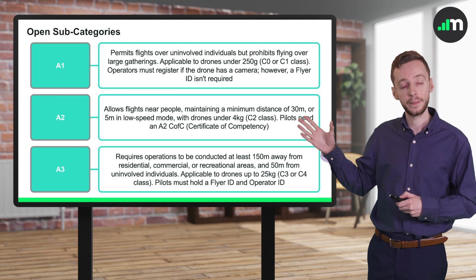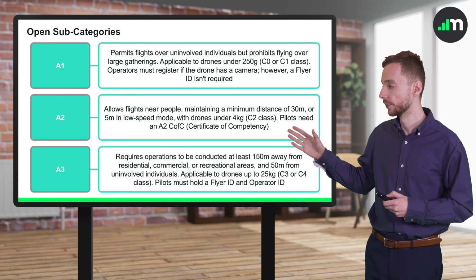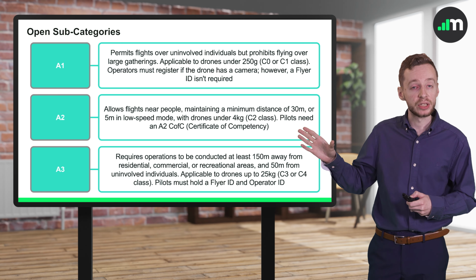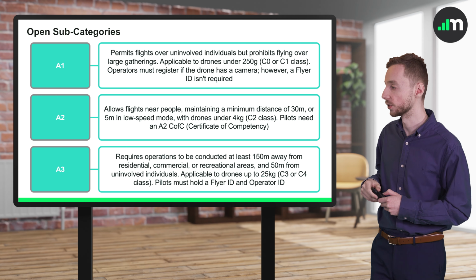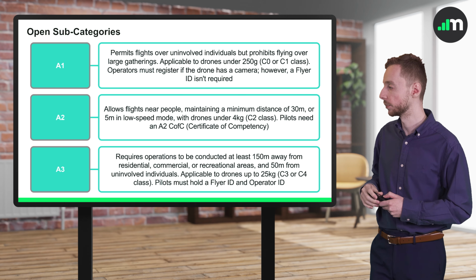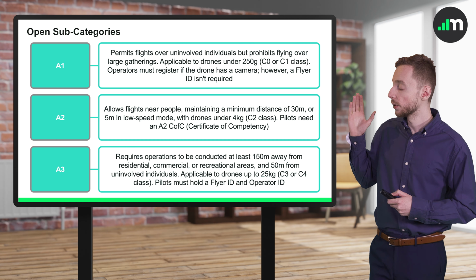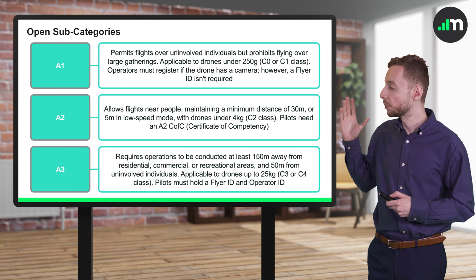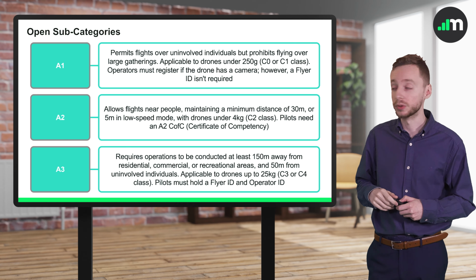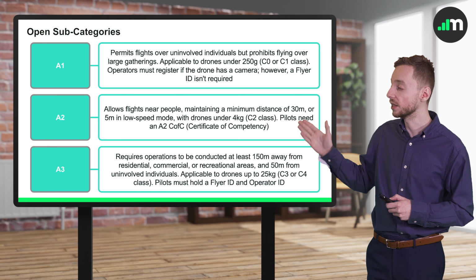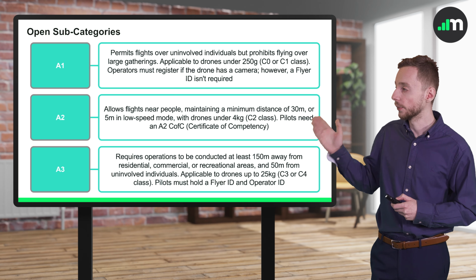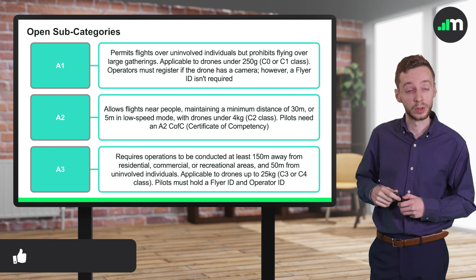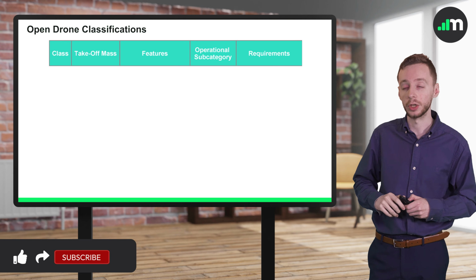And finally, we've got the A3 category. Now, this requires operations to be conducted at least 150 meters away from individuals or residential areas, for example. So what we see here is this is applicable to drones that are up to 250 kilograms, and these are within the C3 and C4 classes of drones. Now, let's have a look at those specific drone classes as well, still encompassing UAV.